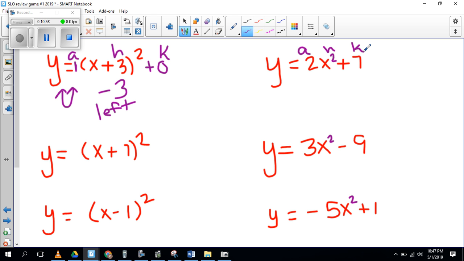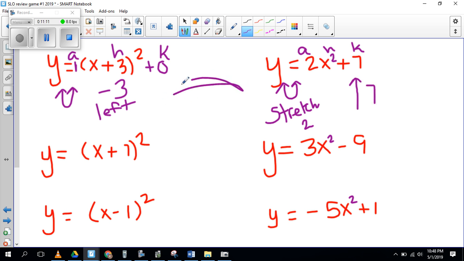Okay, so A is 2. So we know it's going to open up, and it's going to stretch by 2. And our H, if you look there, we really don't have a number for H. So H is not going to do anything. It's not going to go right nor left, so your graph is not going to shift in that direction. The only thing it's going to do is K is 7, so it's going to go up 7.